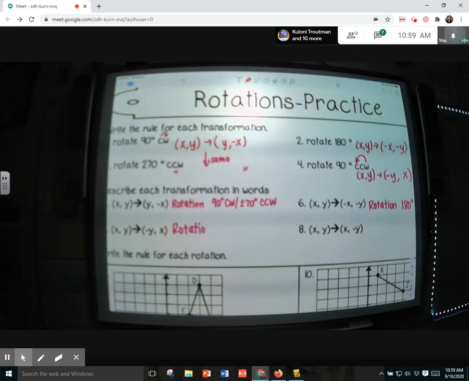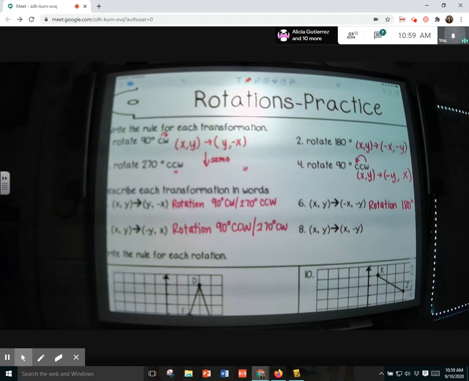Number 8 is 90 degrees counterclockwise, I mean, no, wrong. Number 8 is 270 or clockwise? No, it's not. Number 8 doesn't match any of them.